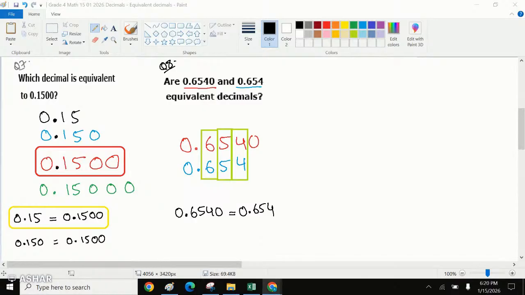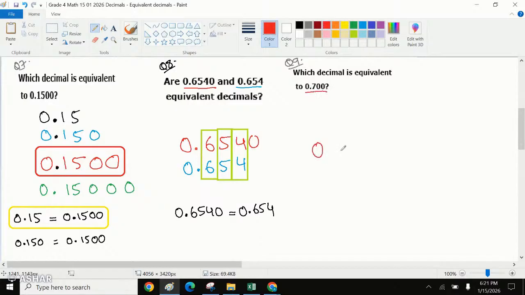So the next question we have is, they're saying, which decimal would be equivalent to this? We need to find an equivalent decimal for this. And that is question number 9. So we know that we can add zeros. We can add zeros, we can remove zeros, right?